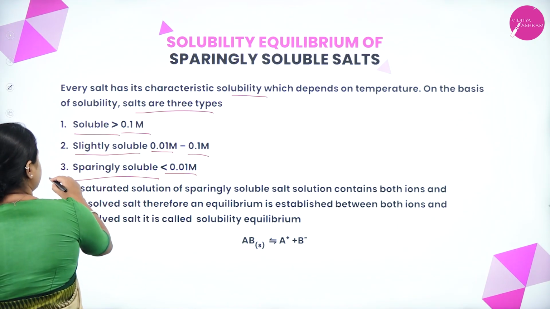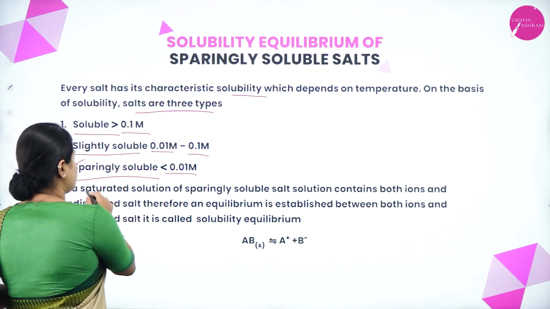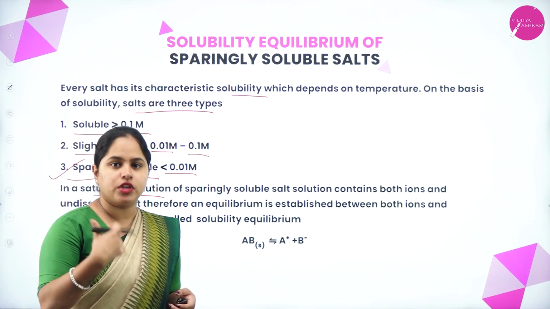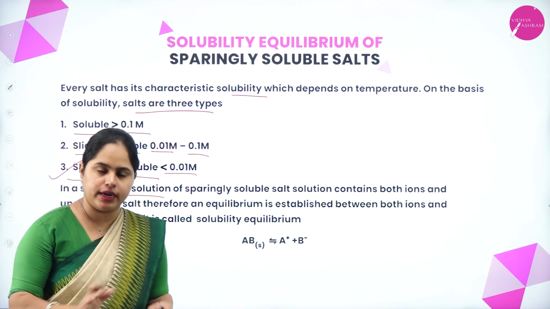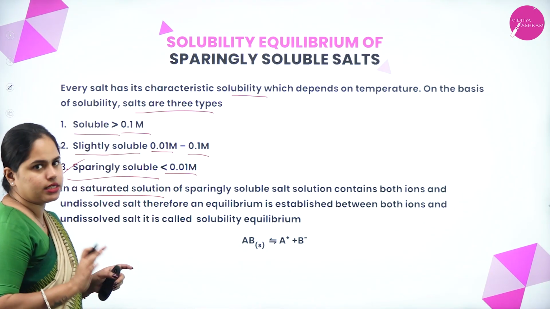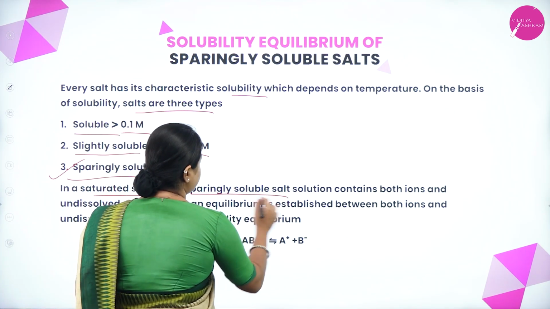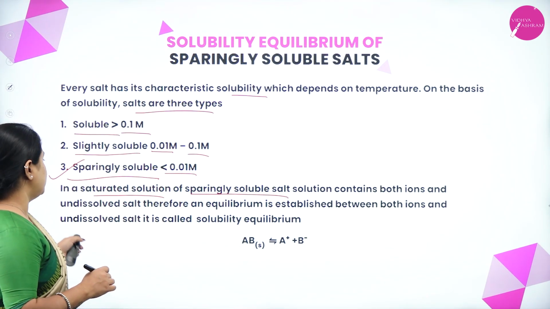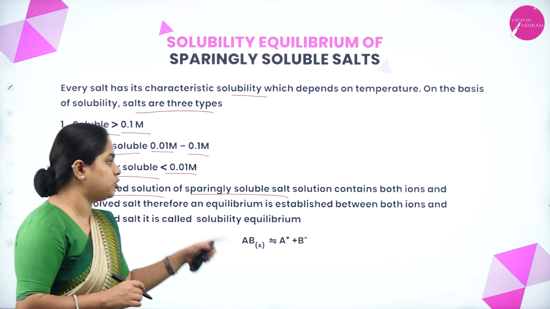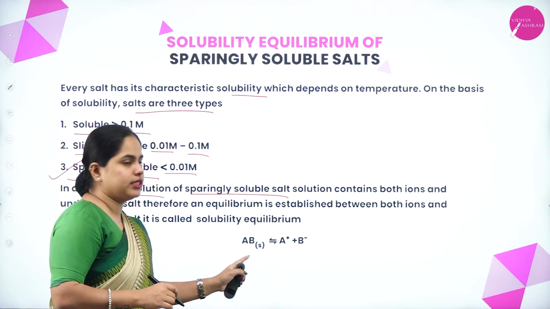In detail, we are going to study the sparingly soluble salts. So what is a saturated solution? Saturated solution means that further salt can't be dissolved. It is already saturated, and its solubility has attained its maximum. The saturated solution of a sparingly soluble salt contains both ions and undissolved salt. Therefore, an equilibrium is established between the ions and the undissolved salt. It is called the solubility equilibrium.